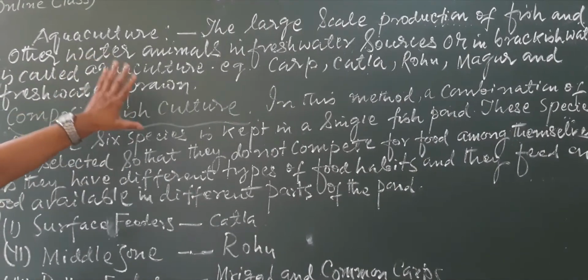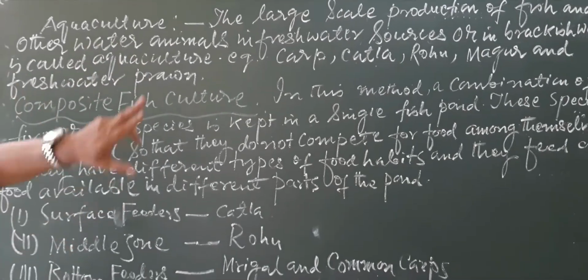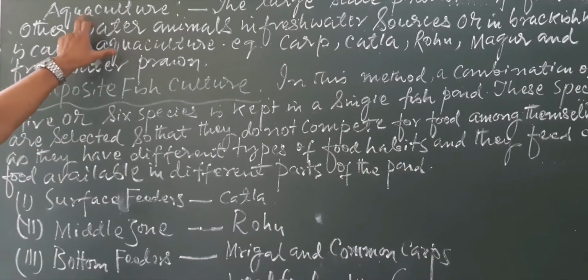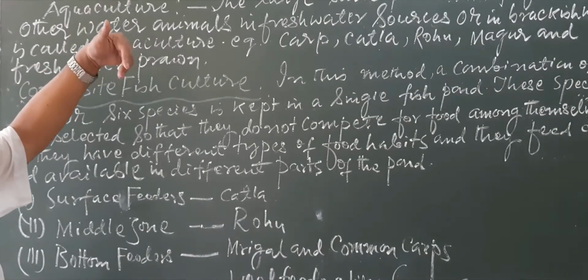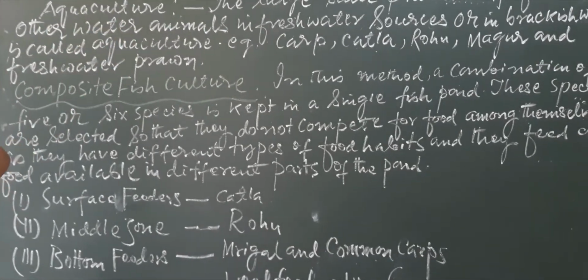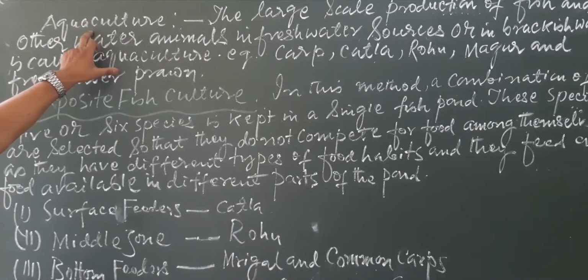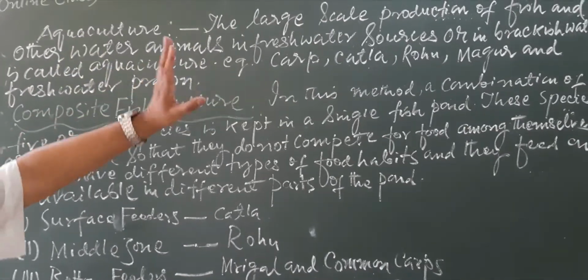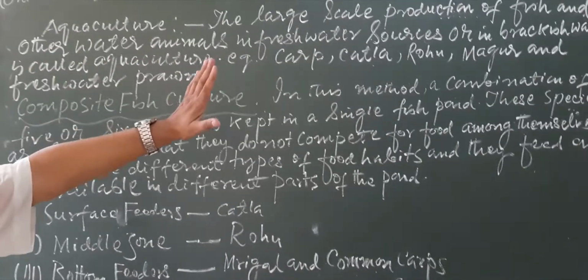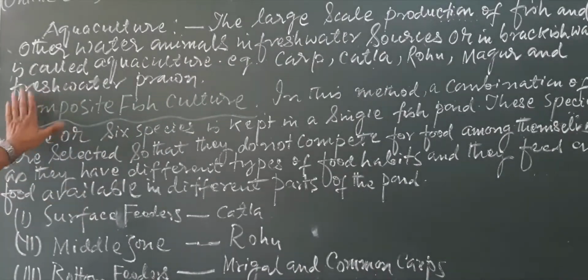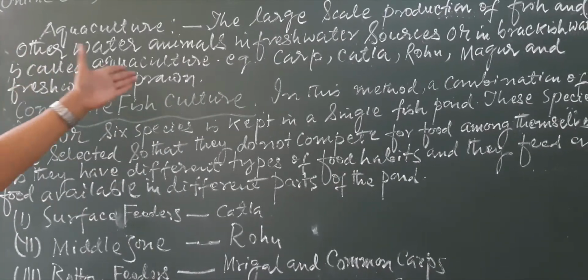And fish farming is of two types. I have told you that only aquaculture is included in your syllabus, that's why I have neglected mariculture. Here I have only written about aquaculture, the large scale production of fish and other water animals in freshwater sources or in brackish water is called aquaculture.